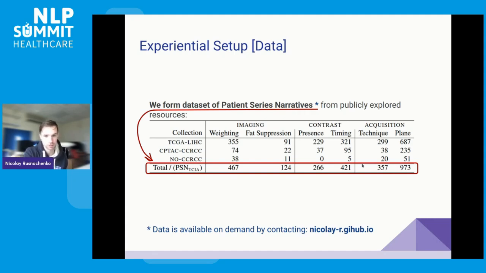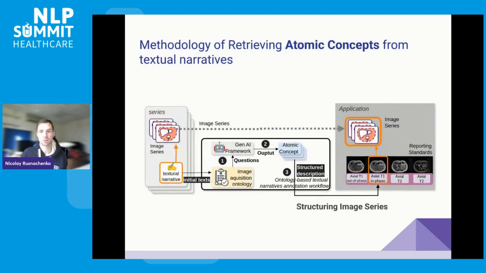Now let's move on to the methodology that is a part of our approach, in which we are performing the related experiments. On the left-hand side, we have textual narratives. We also have an input image acquisition ontology that we overviewed before. And within the further 3 steps, we aimed at structuring image series narratives in the form of the following actions.